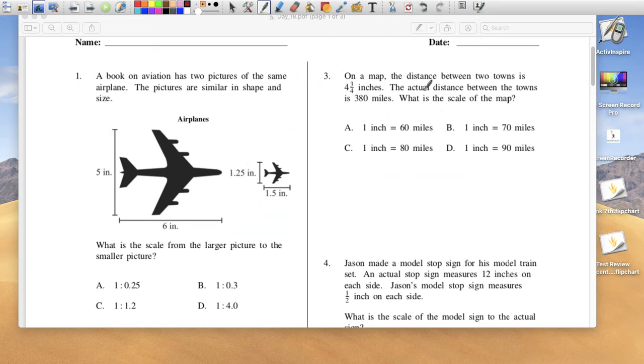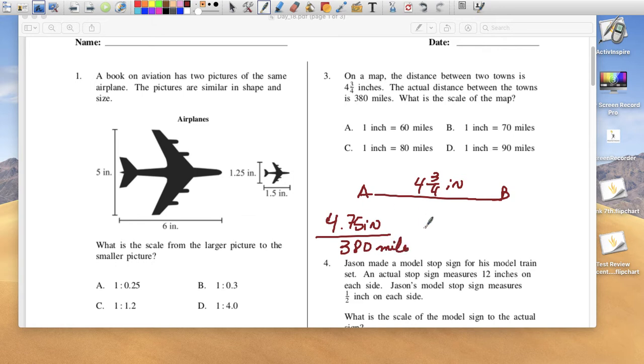So on the map, the distance between 2 towns, let's call them town A and town B, on the map is 4 3/4 inches. I'm just labeling. The actual distance between the 2 towns is 380 miles. So what is the scale on the map? So we can set it up. I'm going to write 4.75 inches is equal to 380 miles. So that's what we know.